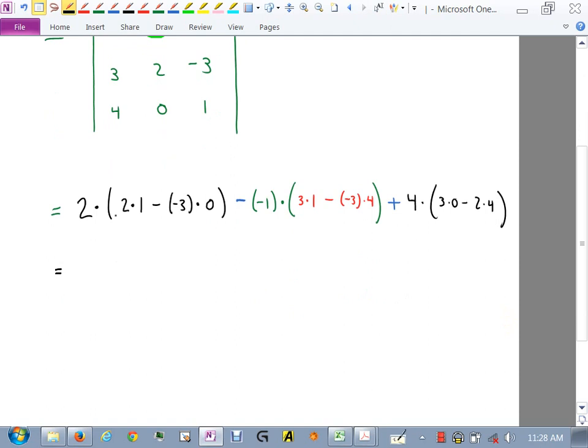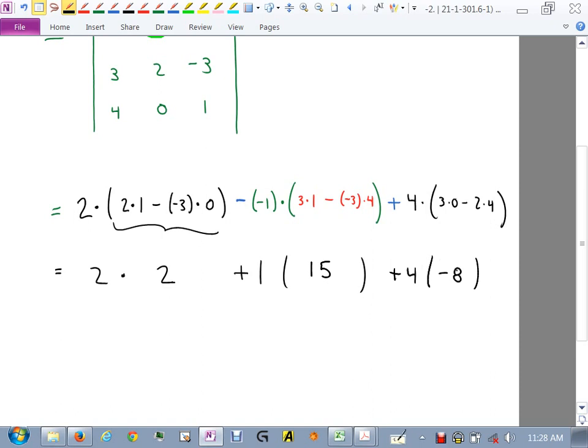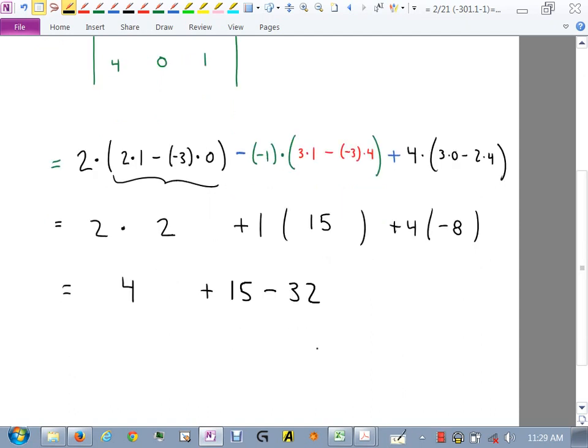All right, let's put it all together. The first one we said, this right here was 2. So 2 times 2. Then minus minus is plus 1 times, and then in there we got 15. And then plus 4, and then in there we got negative 8. Right? So 4 plus 15 minus 32, which is negative 13.